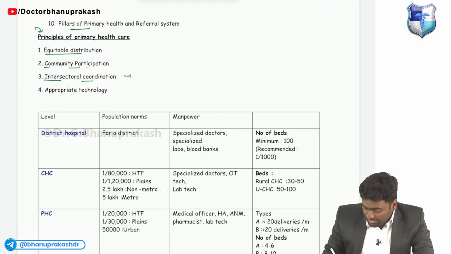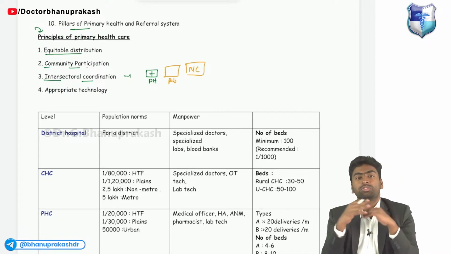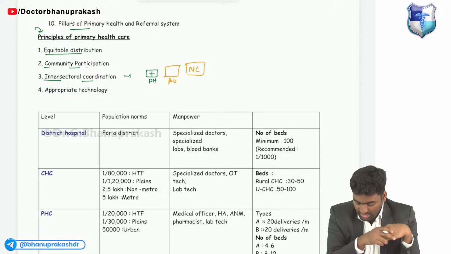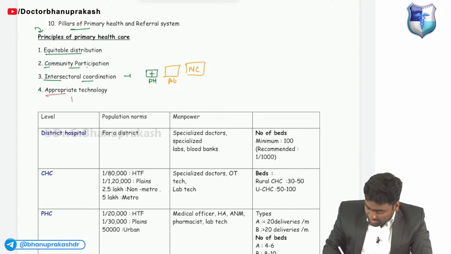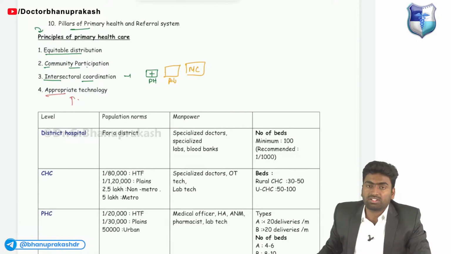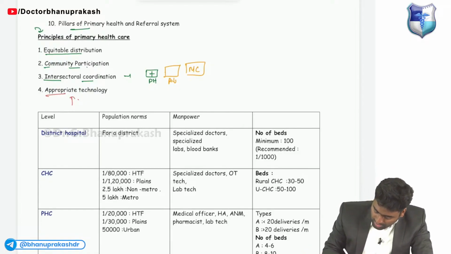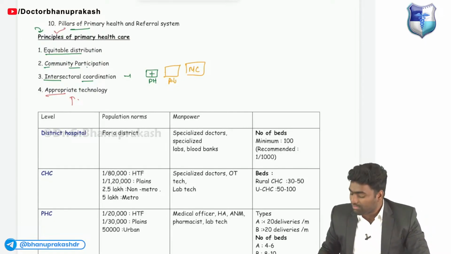For example, if you are working in a PHC, it should be helped by the police station and by the municipal corporation. All of these do intersectoral coordination. And using appropriate technology where it is needed, for example, using apparatus and methods for demonstration. So these are the 4 principles of primary healthcare.